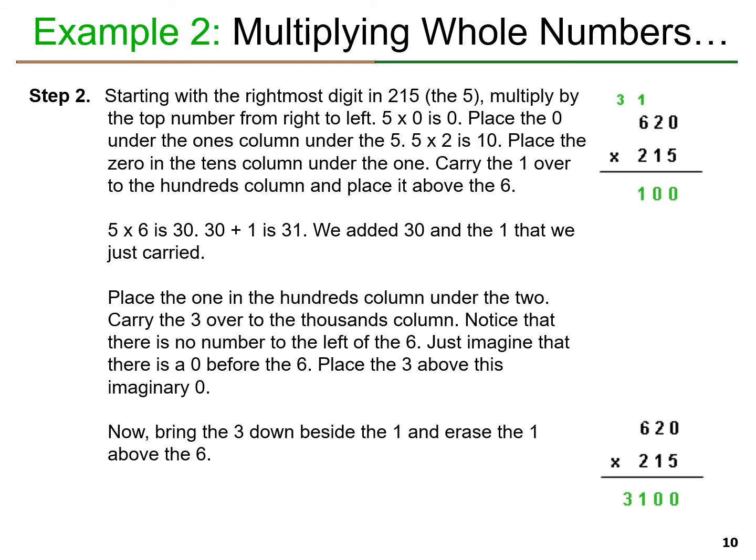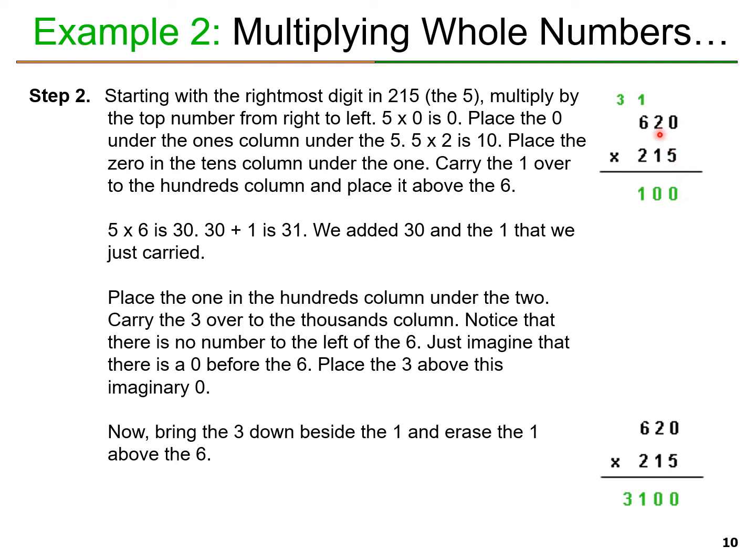Step 2, starting with the rightmost digit in the bottom number, 215, the rightmost digit is a 5. We multiply by the top number from right to left. We're going to multiply 5 by each one of these digits. 5 times 0 is 0, because in this top number we're dealing with the ones place. We put the answer, which is 0, in the ones column.